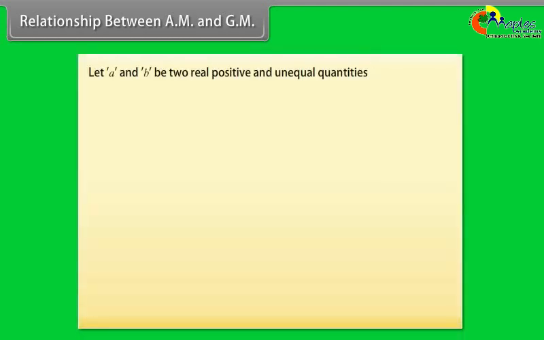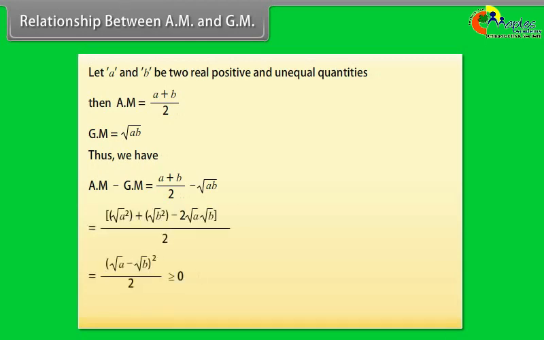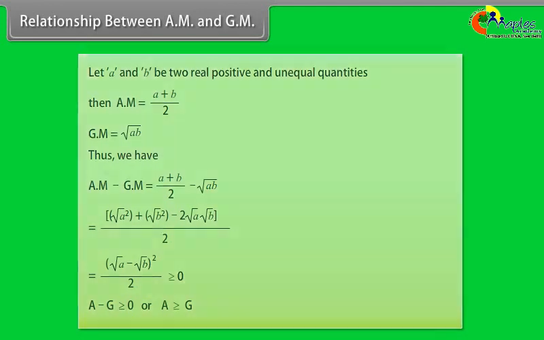Relationship between AM and GM. Let A and B be two real, positive and unequal quantities. Then, arithmetic mean is equal to A plus B divided by 2. Geometric mean is equal to square root of AB. Thus, we have arithmetic mean minus geometric mean is equal to A plus B divided by 2 minus square root of AB. And on solving, it is found that the difference is greater than or equal to 0, and A is greater than or equal to G.